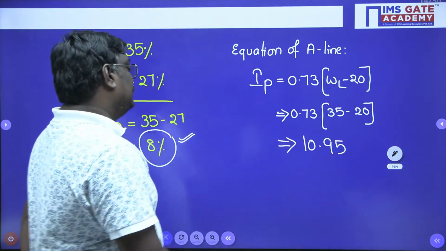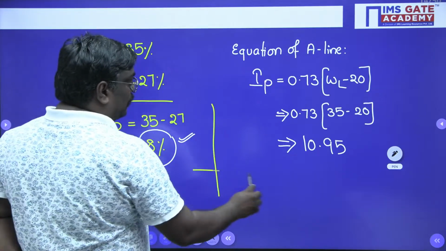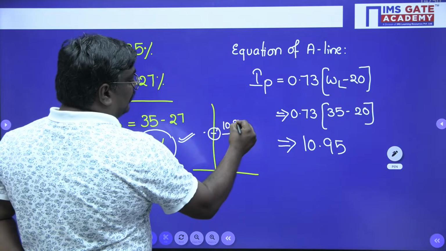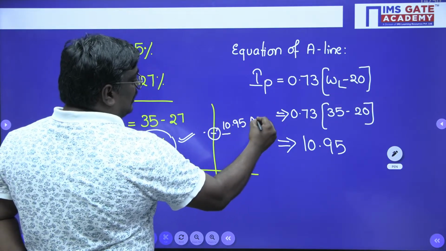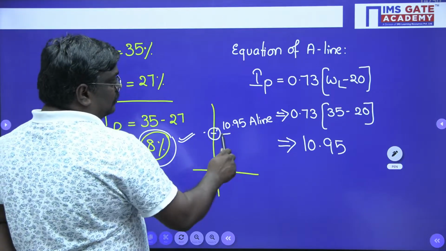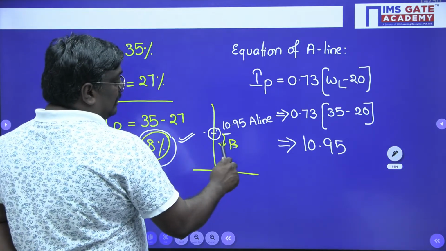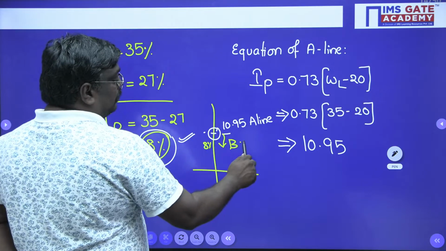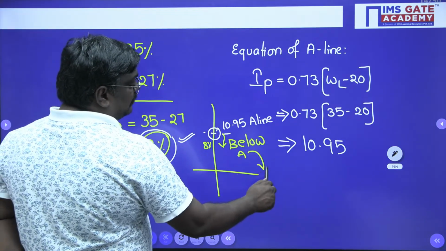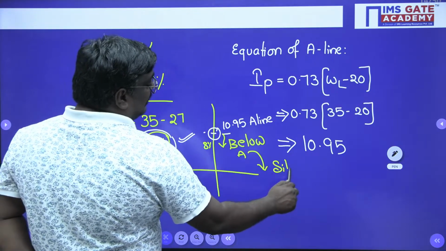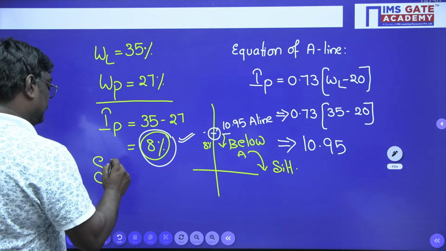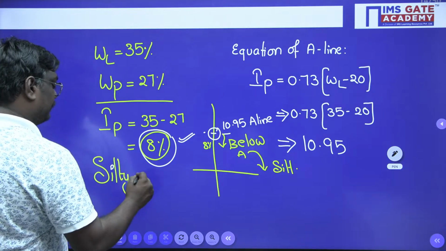Okay. Now see, students, where is the A line? The A line is at 10.95. And what is the value you got? 8 percent. So it is below. 8 is below. Below A line means it is nothing but silt. So silty gravel. The answer here is silty gravel.